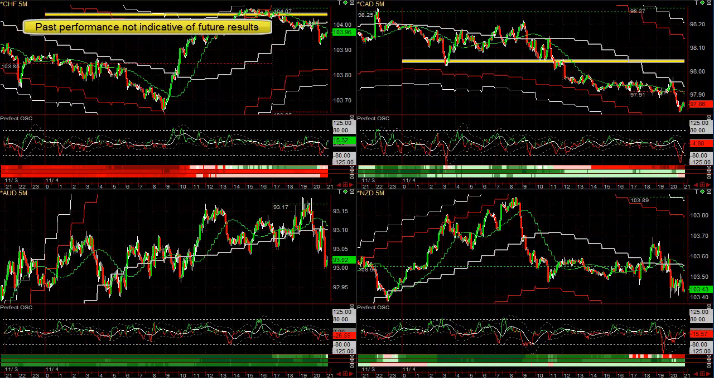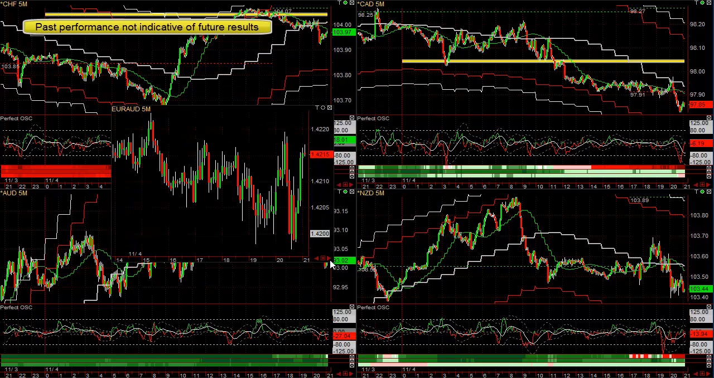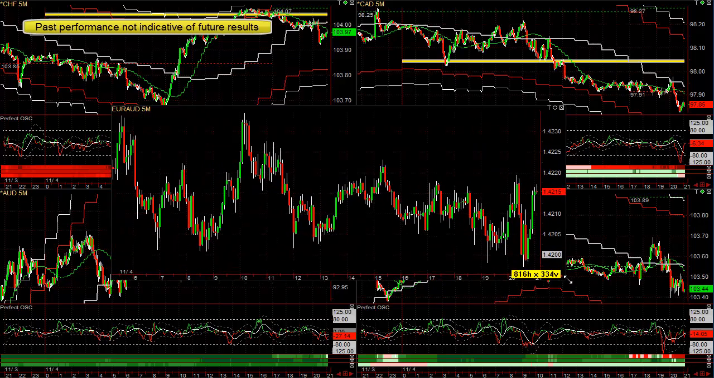Let's take a look at some of the other ones. You can see the Australian, very strong. The New Zealand, also very strong. So at 3 o'clock, let's take a look at the Euro Australian. The Euro is very likely to fall around 3, and the Australian is strong altogether. It's likely to have some kind of a drop at 3.